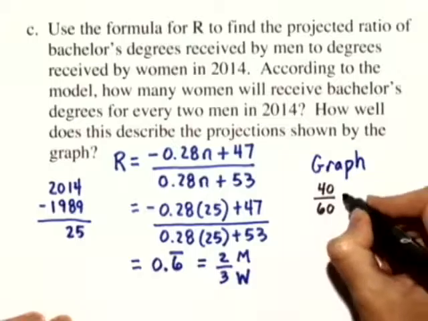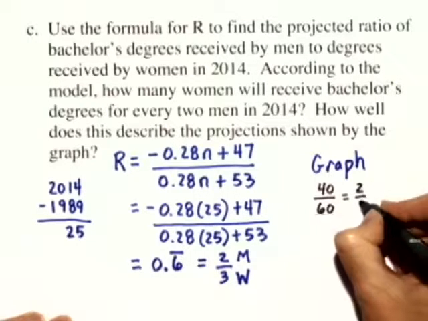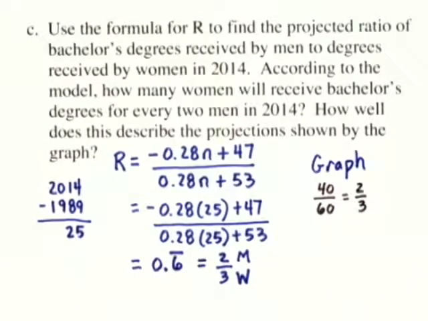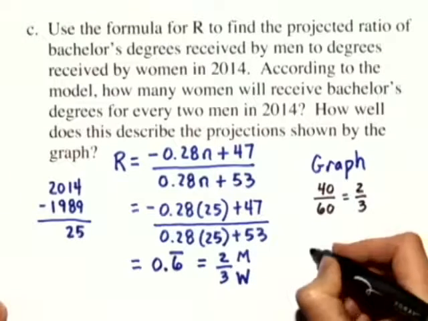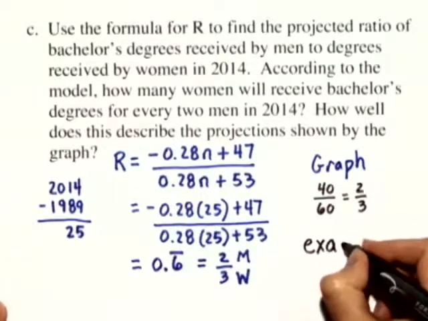Well, if we reduce this, it reduces to 4/6, which is the same as 2/3. Well, how well does this describe the projections? It's exactly the same. We got 2/3 by our ratio and 2/3 by our graph, so it's exact.